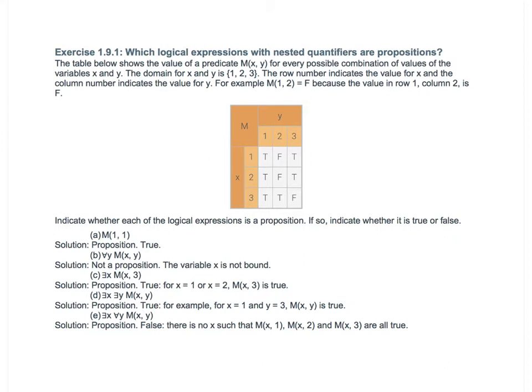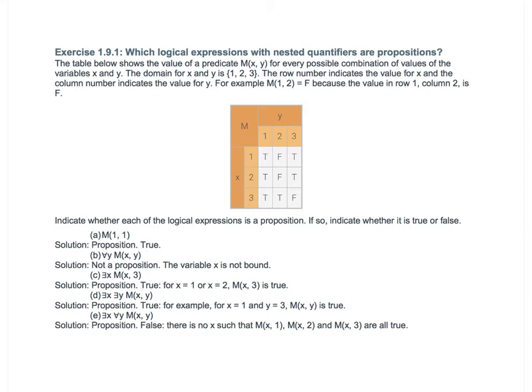At least, in fact, you can find two true values, right? One is in the first row, and the other one is in the second row. So for the value of x equal to 1 or x equal to 2, the statement M of x and 3 becomes true. So the existentially quantified statement is true.